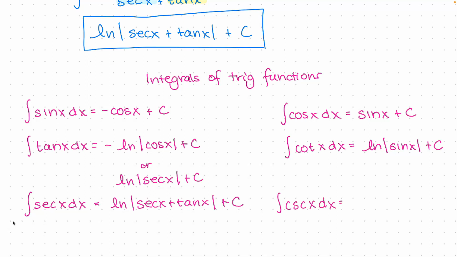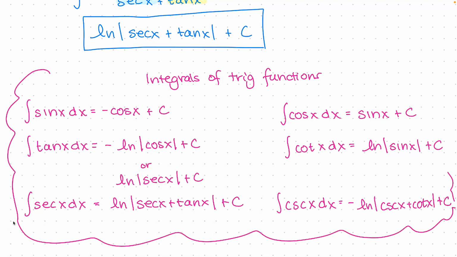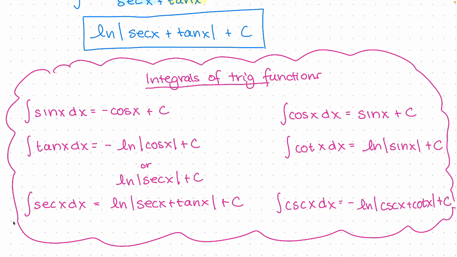Anybody want to try it just based on the pattern? Because it does follow the same pattern. Joshua? Negative natural log of the absolute value of cosecant x plus cotangent x plus c. That's it. Excellent. That's a sloppy plus C. So if you can remember 3 of them, you got the other 3.